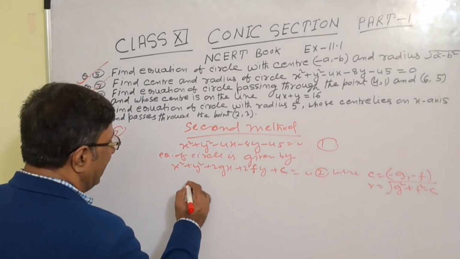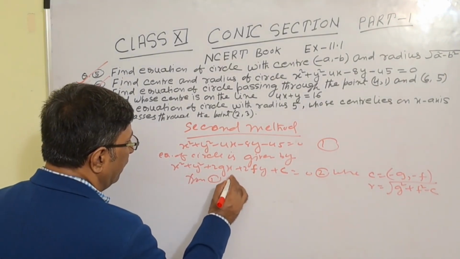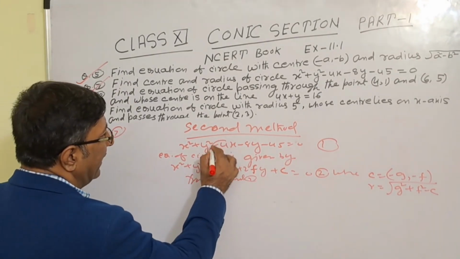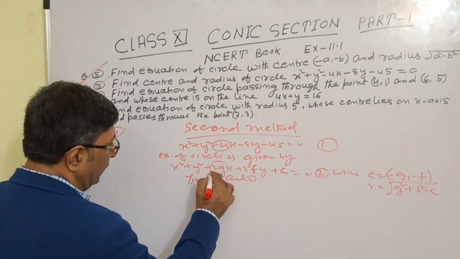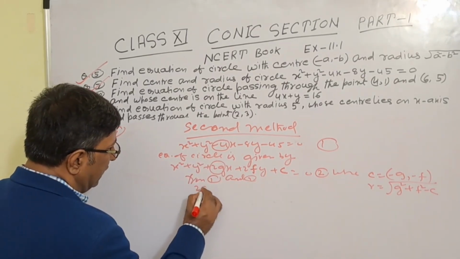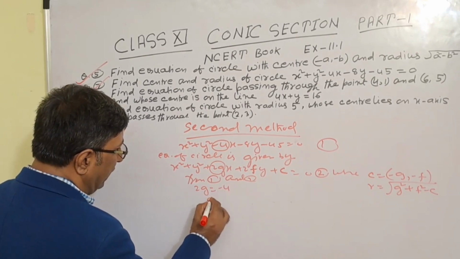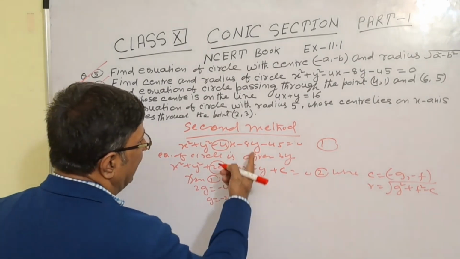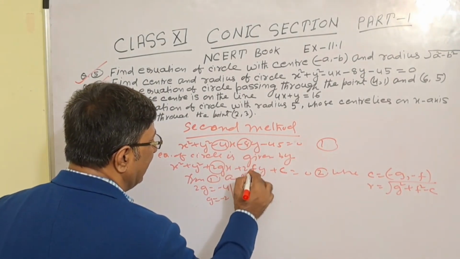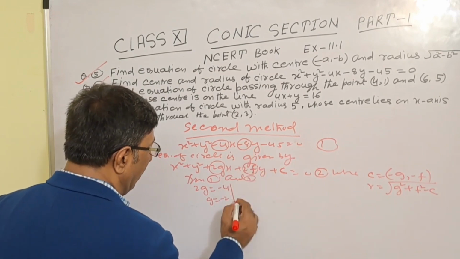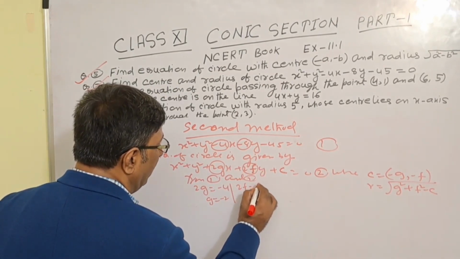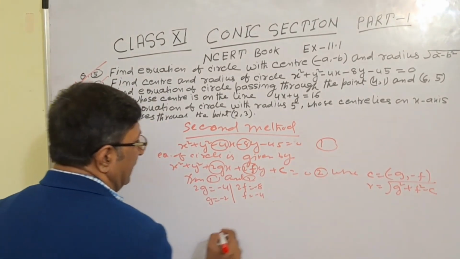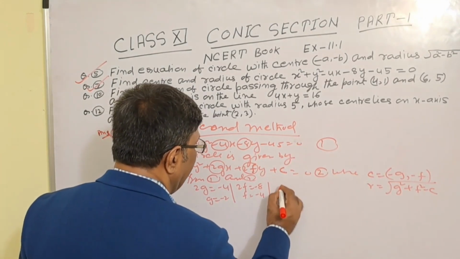When we compare them, that means from first and second, we will get here minus 4 as the coefficient of x, and here 2g as the coefficient of x. So 2g equals minus 4, so g equals what? Minus 2. In the same way, 2fy, here minus 8y. So minus 8 is the coefficient of y, here 2f. So 2f equals minus 8, so f equals what? Minus 4.